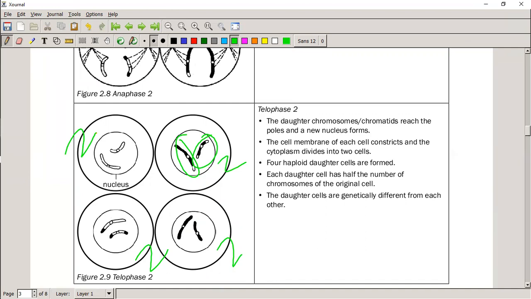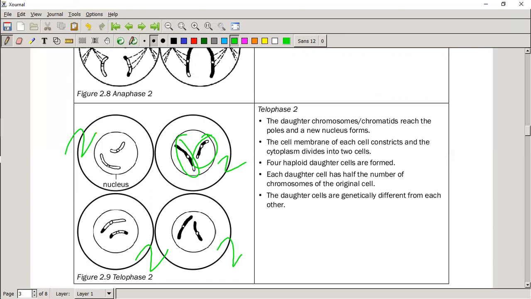In the original cell, we had four. So it's now haploid instead of diploid. And not only that, can you please notice that each of these chromosomes look different. They don't look like one another. That means we created the genetic diversity that we wanted, because each sperm cell and each egg cell are different. That is why you might have features that look like your brother or sister, but you're not going to be exactly the same unless you're identical twins.